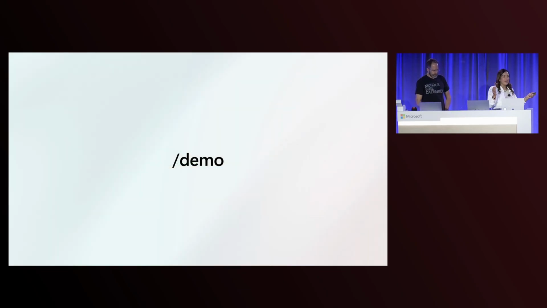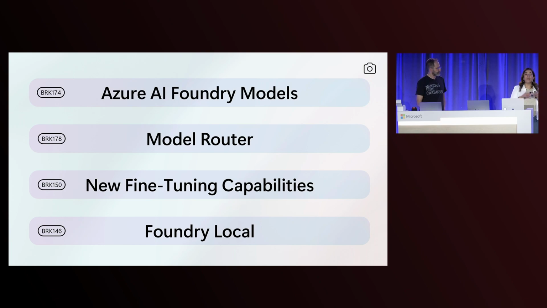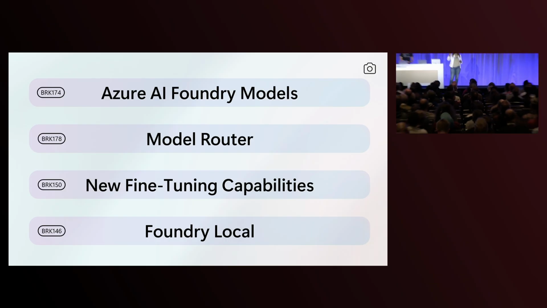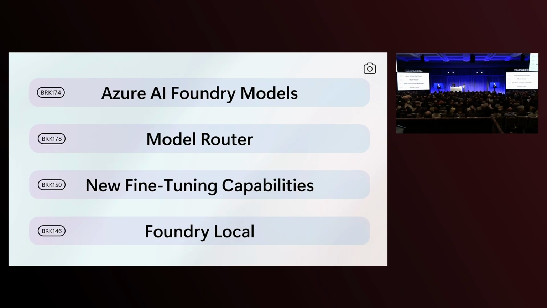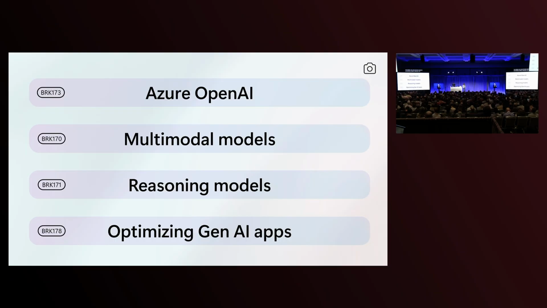Alrighty, that's chapter 1, models. You saw all of the demos of one. We have packed sessions on models when going through the model catalog, model router, the fine-tuning capabilities, Foundry Local, Azure OpenAI, multi-model models, reasoning models. How do you optimize all of your GenAI applications? Take the picture, don't miss those sessions.